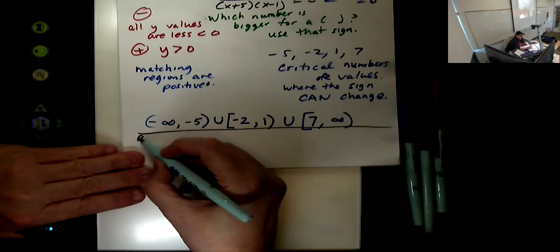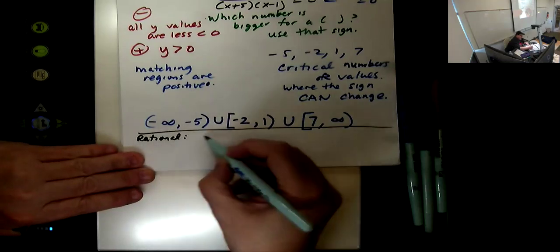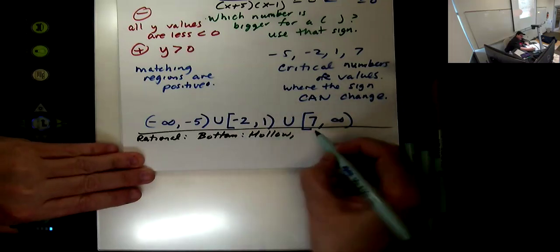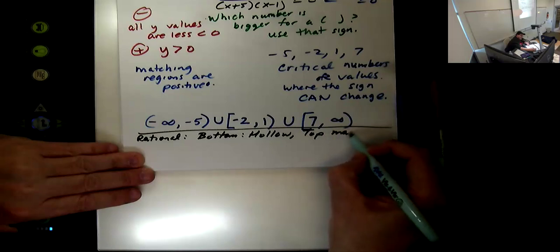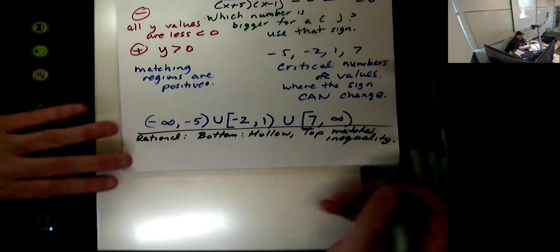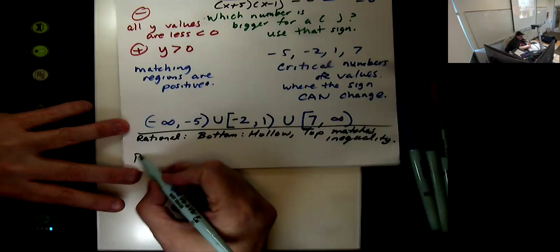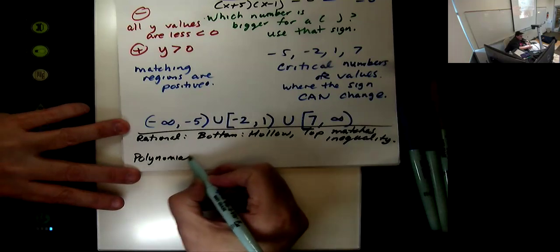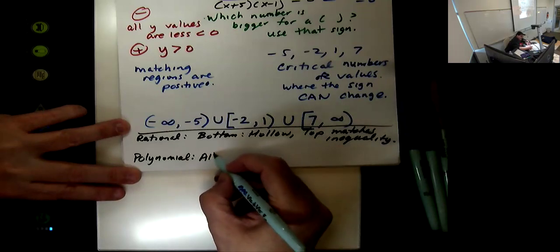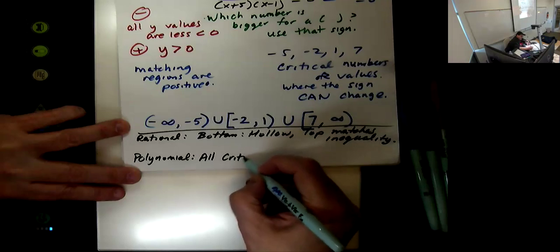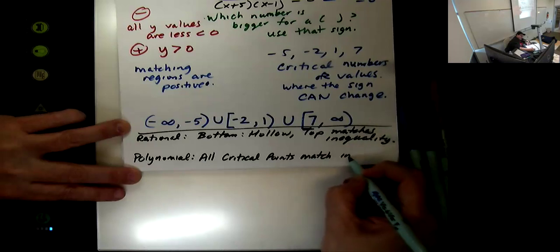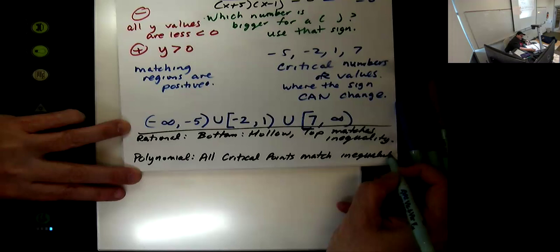So rational inequalities: bottom is always hollow, top matches the inequality. When we have a polynomial, there is no bottom. There's no fraction, which means all critical points match the inequality. They're either all going to be solid or they're all going to be hollow.